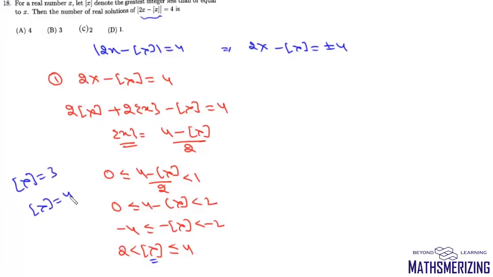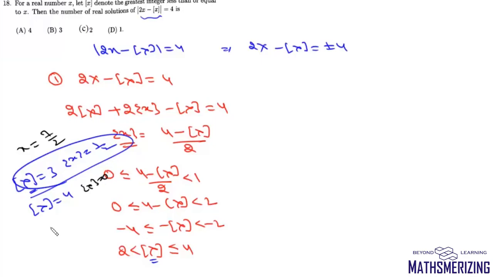Now if the greatest integer function of x is 3, we get fractional part of x as 1 by 2. In this case, the value of x is 3 plus 1 by 2, that should be 7 by 2. And if the greatest integer function of x is 4, the fractional part of x is 0. Here the value of x is simply 4. Now we'll consider the second case.